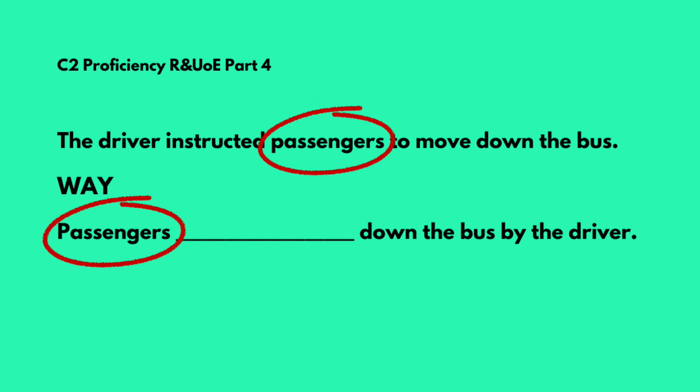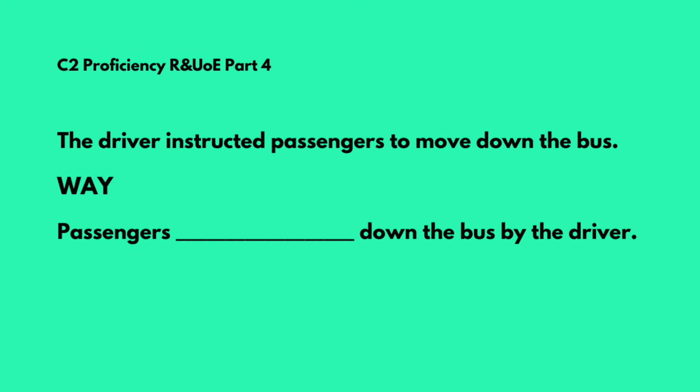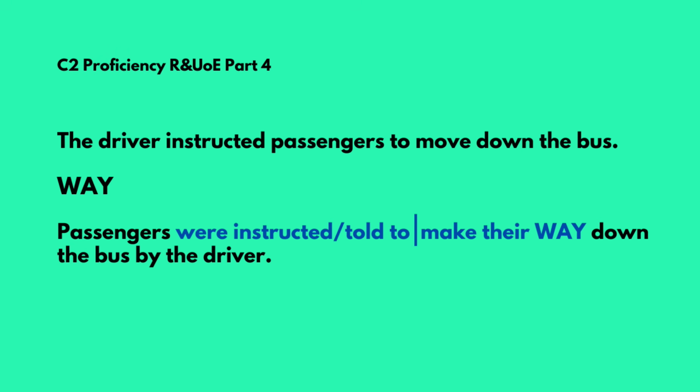So that gives you a huge clue that you need the passive voice. Curiously, the grammar in this C2 proficiency example is actually a lot more basic than the C1 example we've just looked at. What is more difficult here is the vocabulary, because they're looking for a particular fixed phrase, a fixed expression. And it is: passengers were instructed to, or told to, make their way down the bus by the driver. So were instructed to, that's the passive form, or told to, either option would be accepted there. And then make their way is the fixed expression.